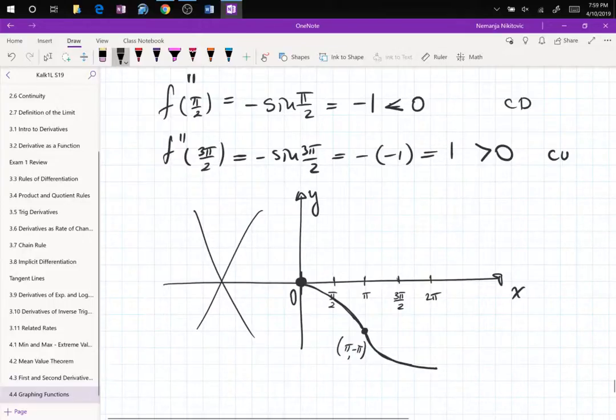From here, which is where the inflection point is, we had that as pi, negative pi. The other part over here gets to be concave down. Spills the water. Ta-da! That's it.